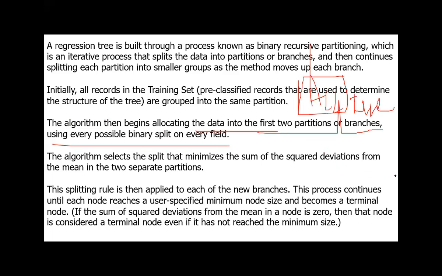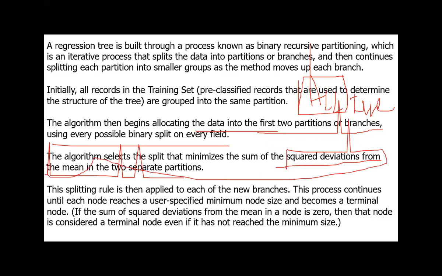The algorithm selects the split that minimizes the sum of the square deviations from the mean into separate partitions. This is important. You have to calculate the mean, my dear friends, then find the deviation from the mean, then square them. Then that sum should give you the minimum. That split is going to be taken in this particular case.